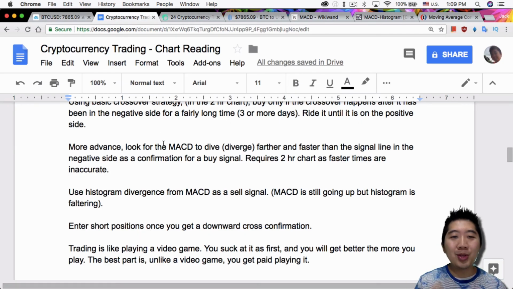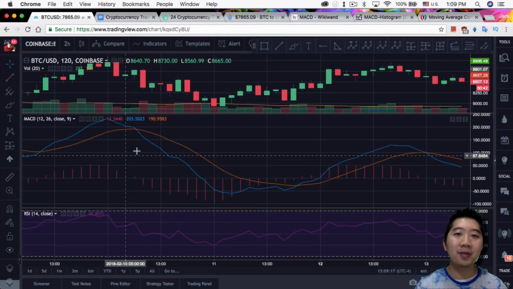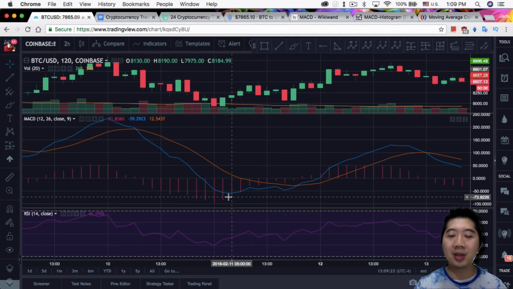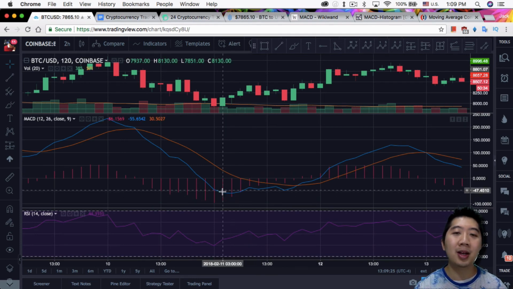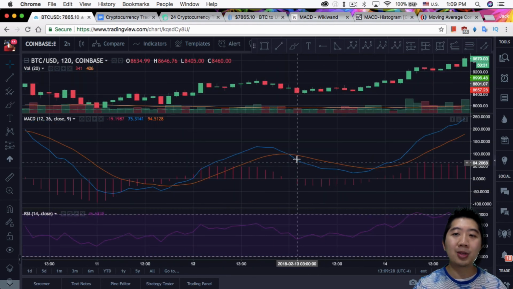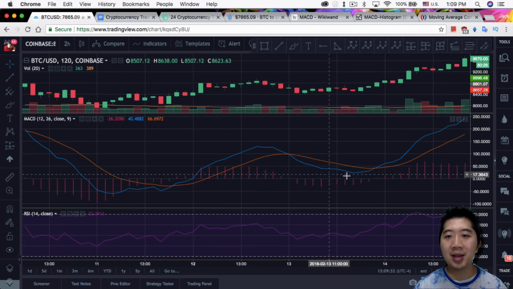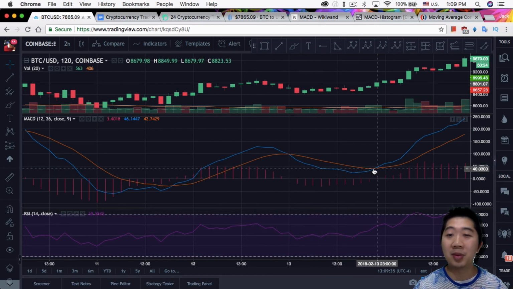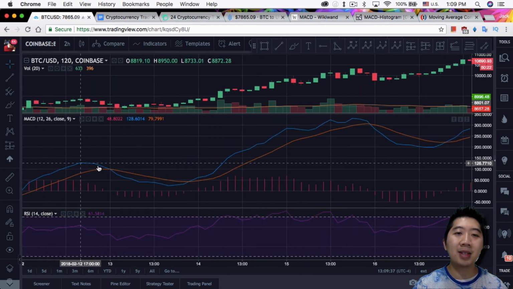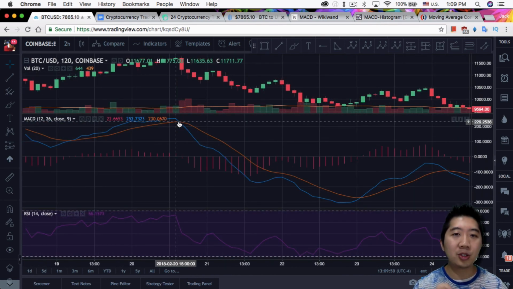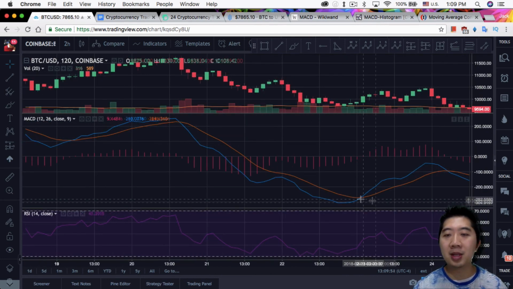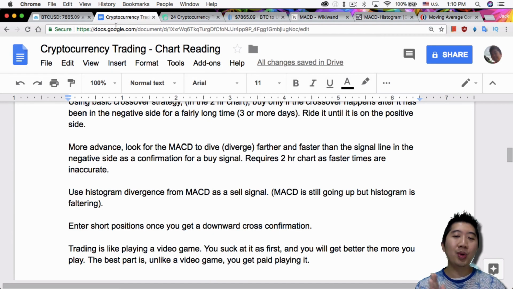And then that's what he said, once you have confirmation, you can also enter short positions once you get downward cross confirmation. So basically, you not only profit from buying over here, because of the major divergence between the MACD and the signal line, but when you sell over here, you can also put in a short position, and then make probably a very small profit, probably not a profit at all, because it's on the positive side again. So you want to put in a short position over here, and then be able to close out your short position and make a good profit at this point. So that's pretty much it.